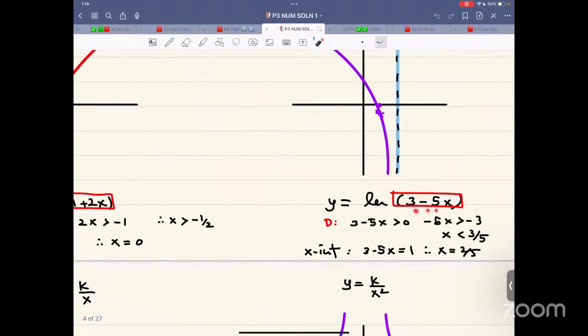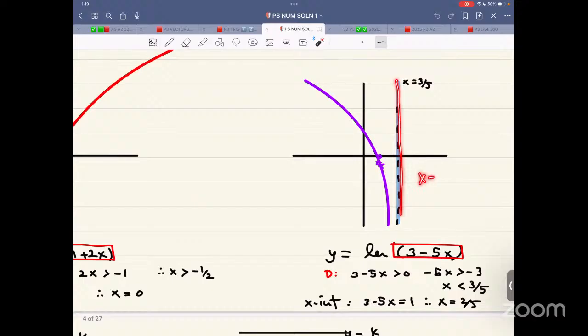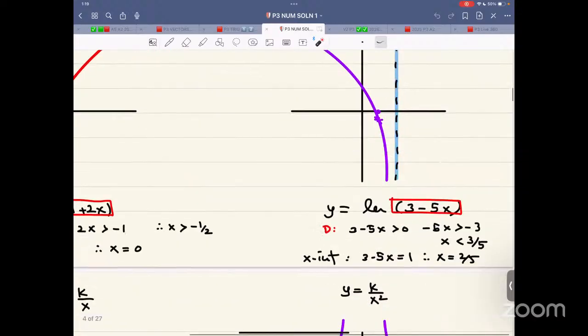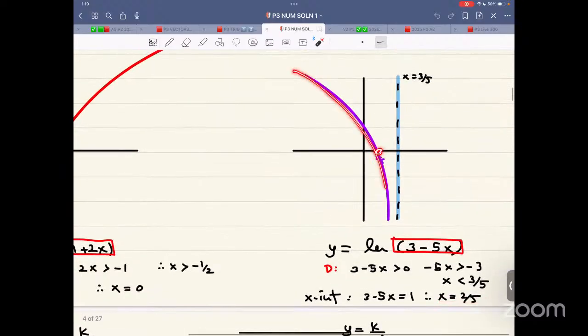Y is equal to ln(3 minus 5x). 3 minus 5x is greater than 0. X is less than 3/5. So now draw the line x is 3/5. It's less than that, to the left of this. And the y-intercept, and the x-intercept is 2/5. So now the shape is turned.